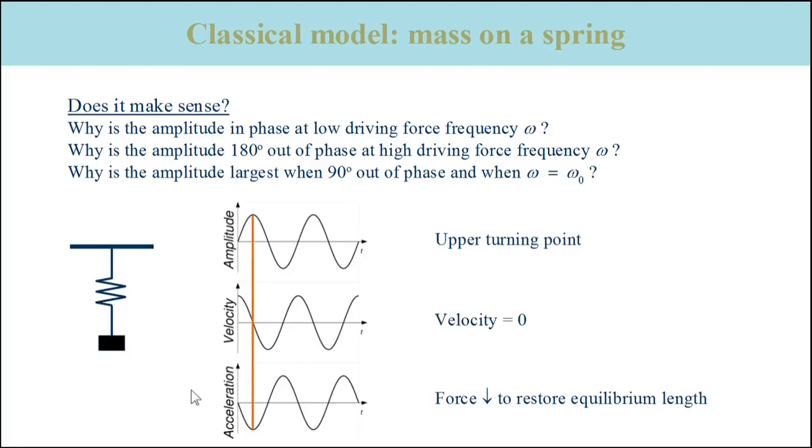We check again, does this make sense? And look at two particular displacements of the mass. The first one is the upper turning point, when the spring is most contracted. The amplitude has its most positive value. At the turning point, the velocity is 0 and the acceleration negative. That is, it points down. The reason for this is the restoring force, which wants to bring back the spring to its equilibrium length and therefore points down to expand the spring.